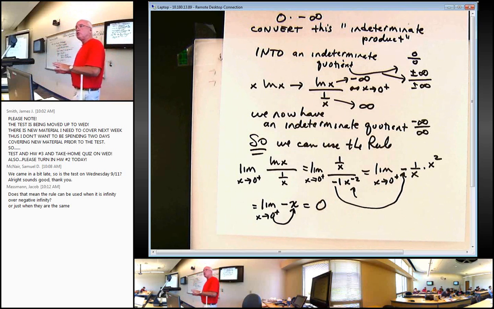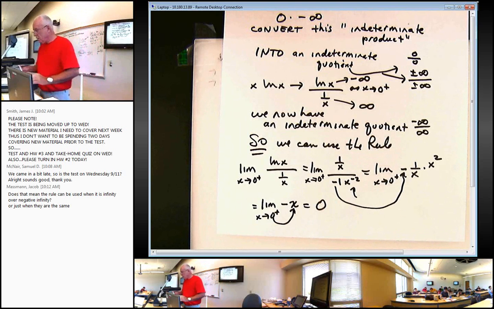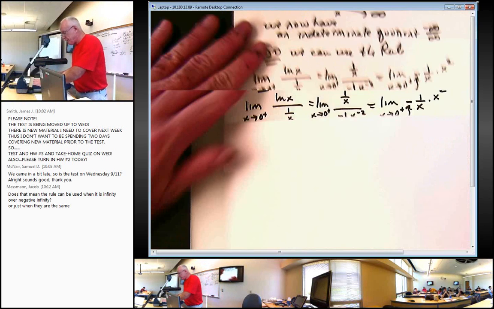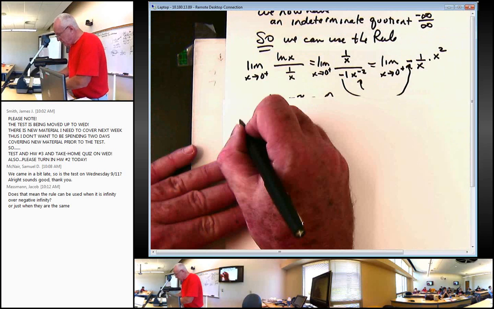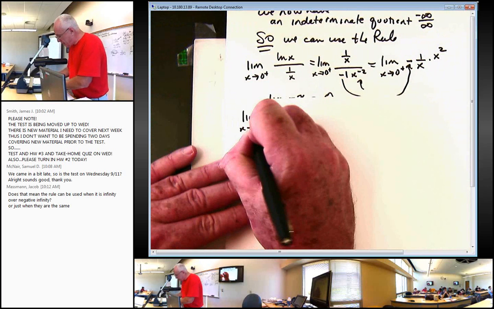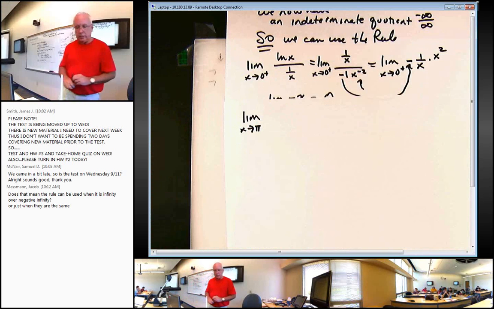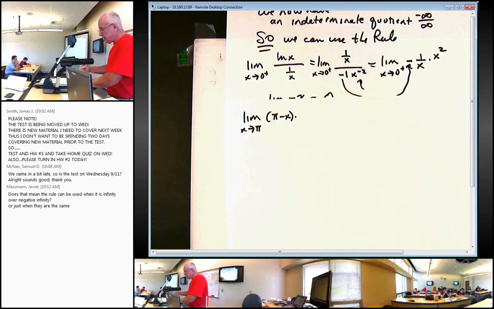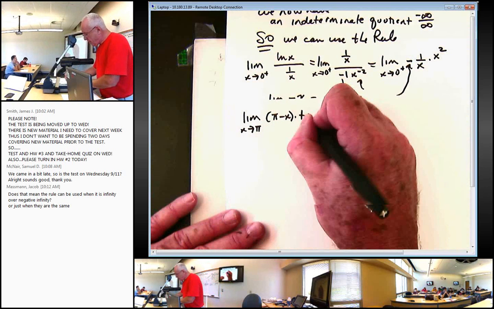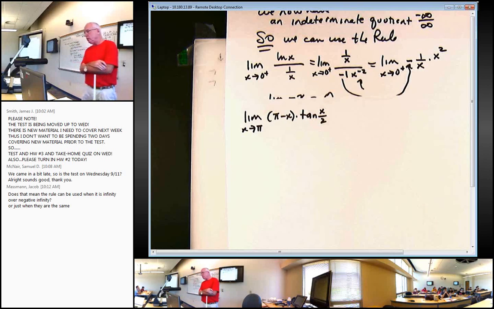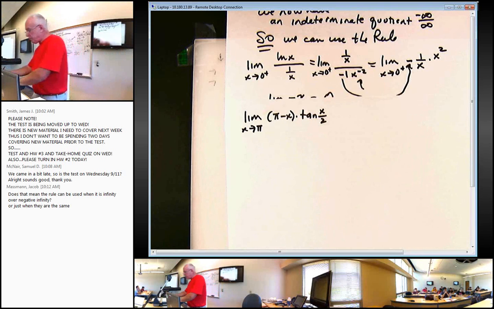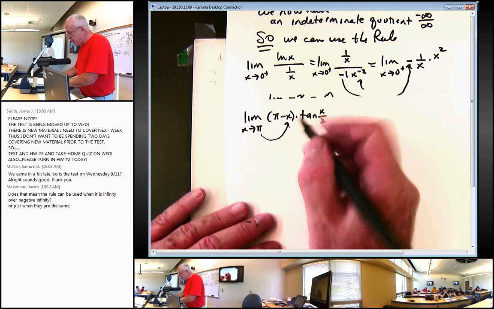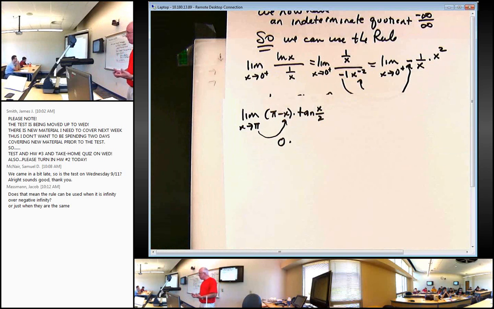I'm going to do another indeterminate product, but before I go on, anything on this one that I just did? All right. Let's do this example then. The limit as x approaches pi of pi minus x in parentheses times the tangent of x divided by 2. Let's see what happens here. When we plug in pi here, pi minus pi is 0. So that limit would be a 0.